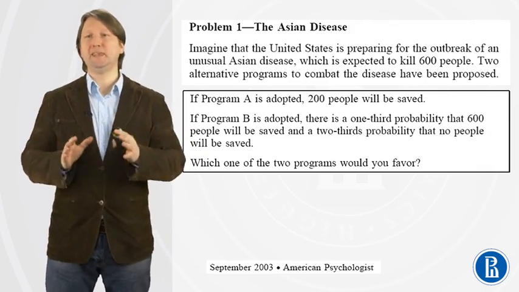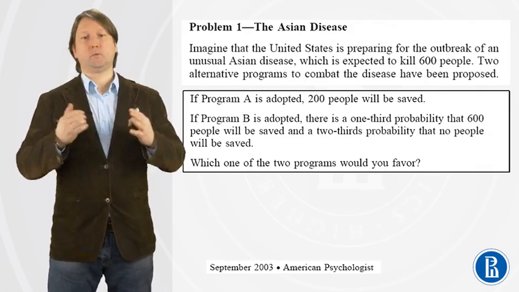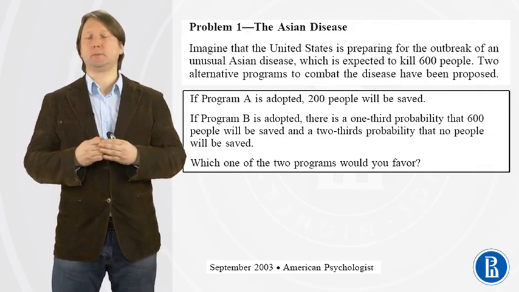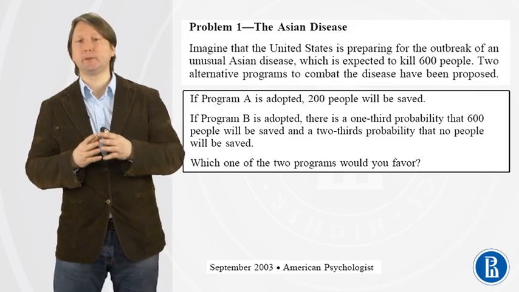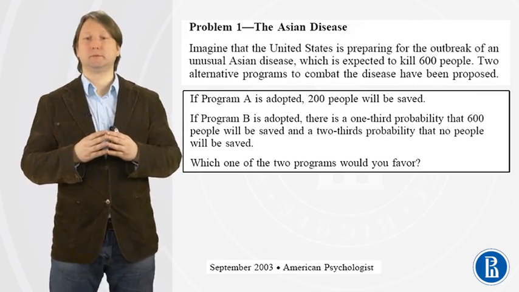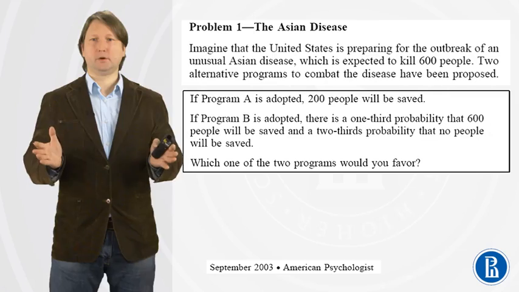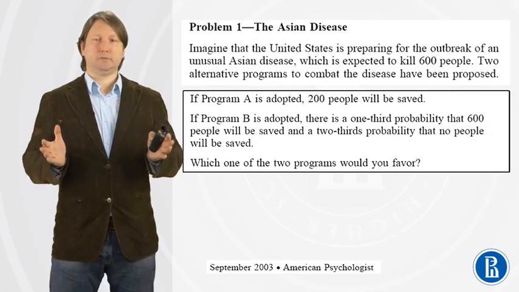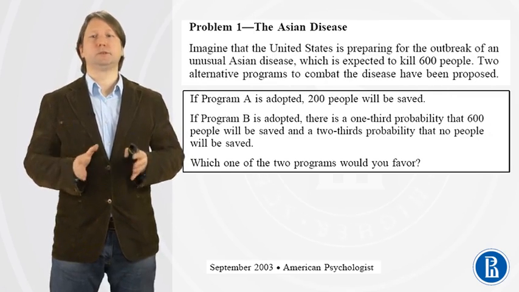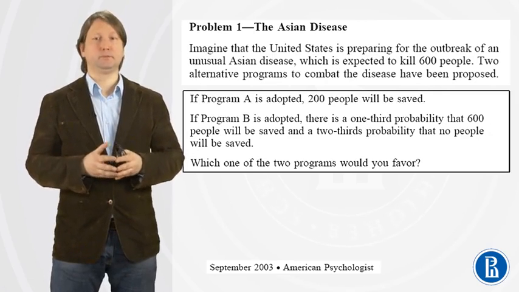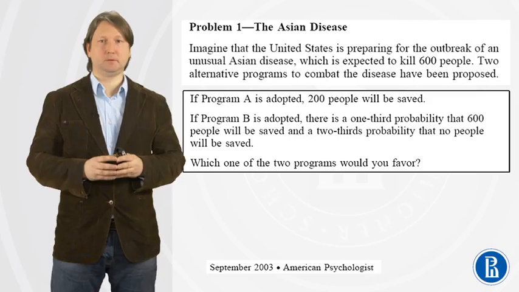If program B is adopted, there is a 1/3 probability that 600 people will be saved and a 2/3 probability that no people will be saved. So which program would you select? Think for a moment. A lot of people, and many studies show this, prefer program A, because this program guarantees that 200 people will be saved.